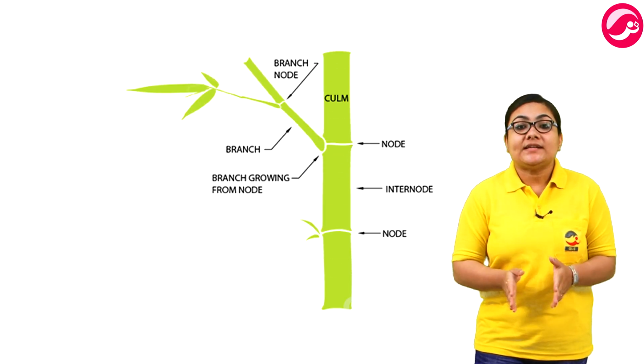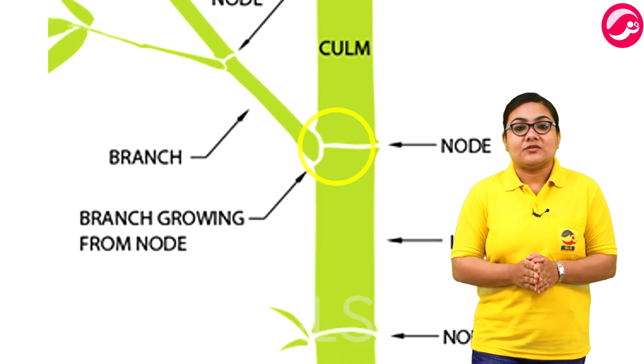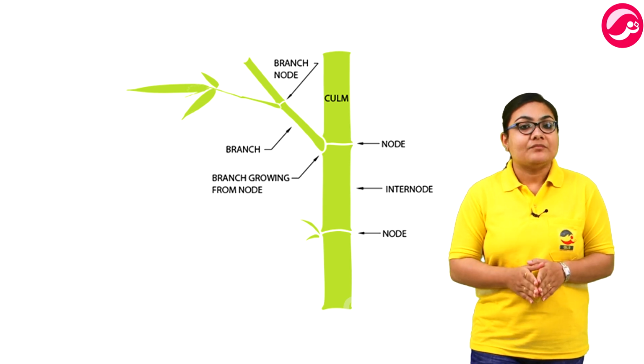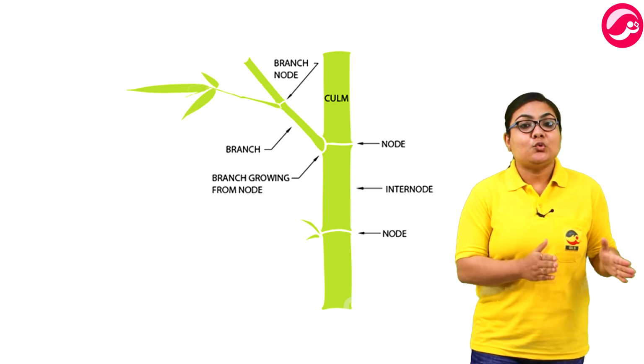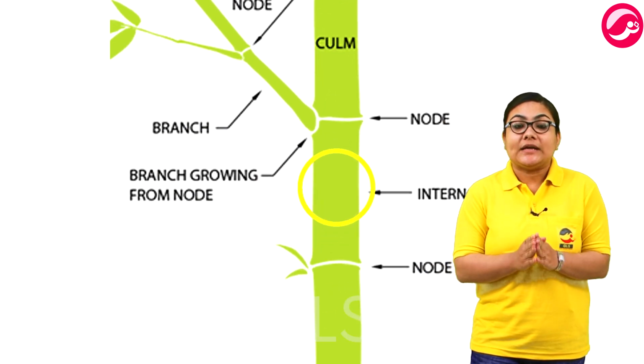Now what are nodes and internodes? Nodes are points of attachment for leaves and flowers. Stems have nodes from where leaves and flowers emerge. Now the stem region between two nodes is called internodes. The space between two nodes is what we call internodes.